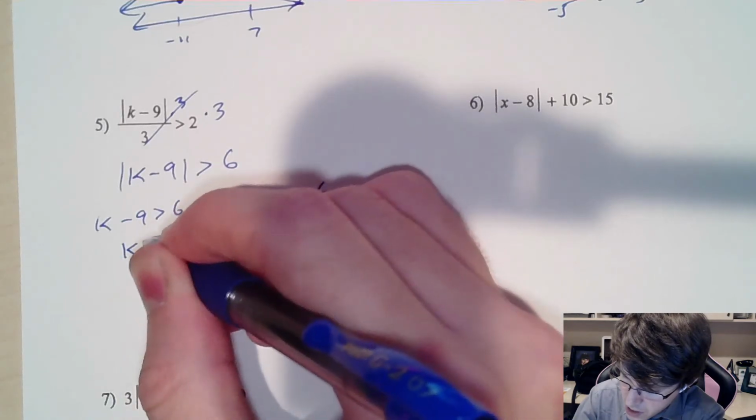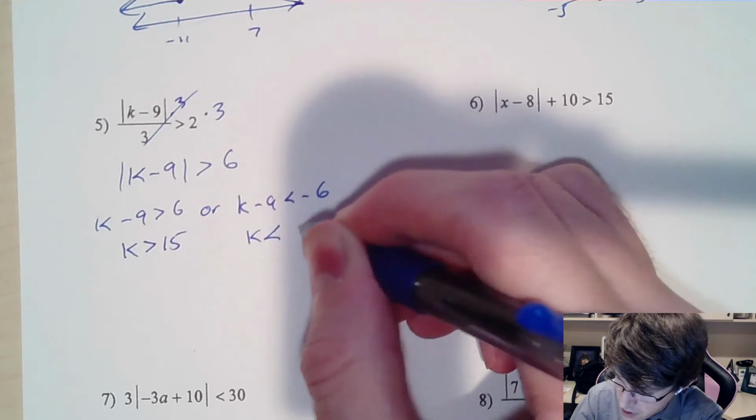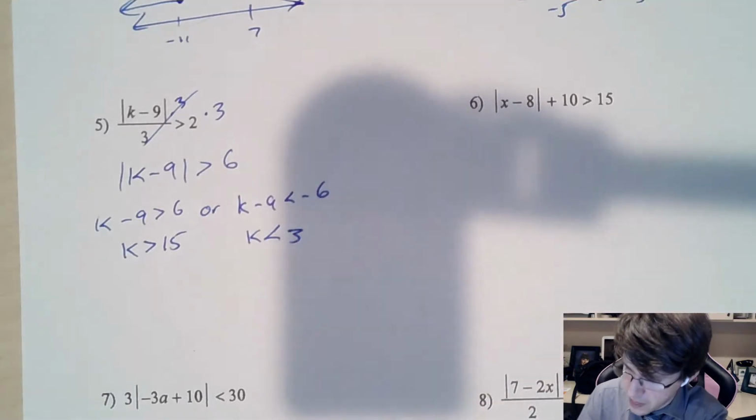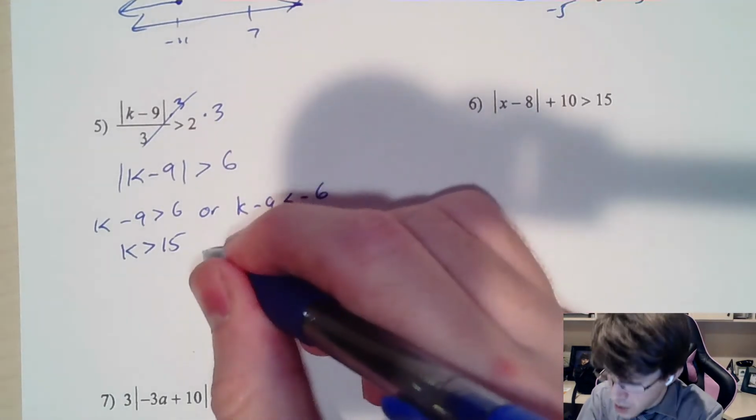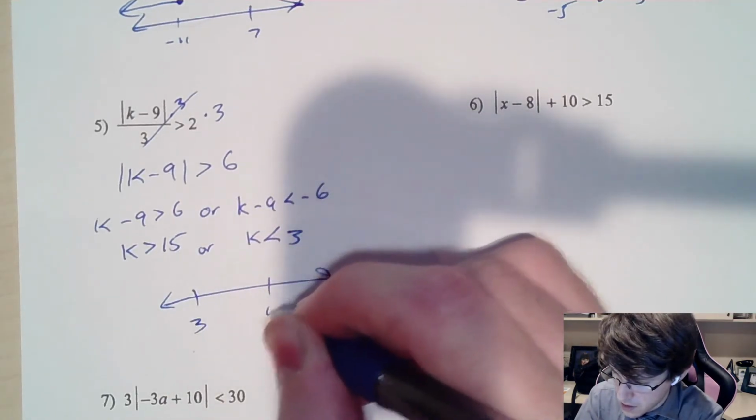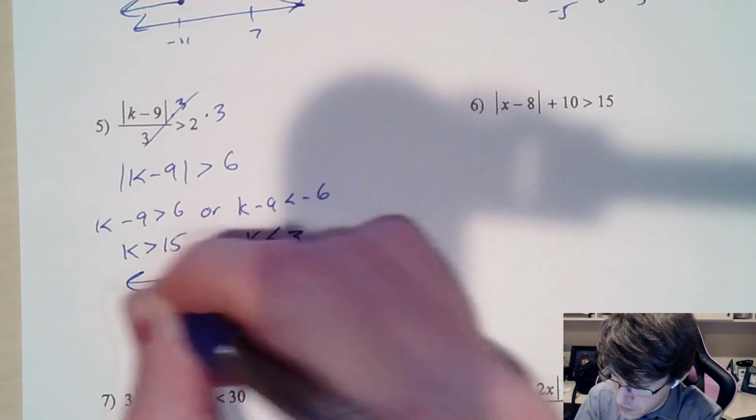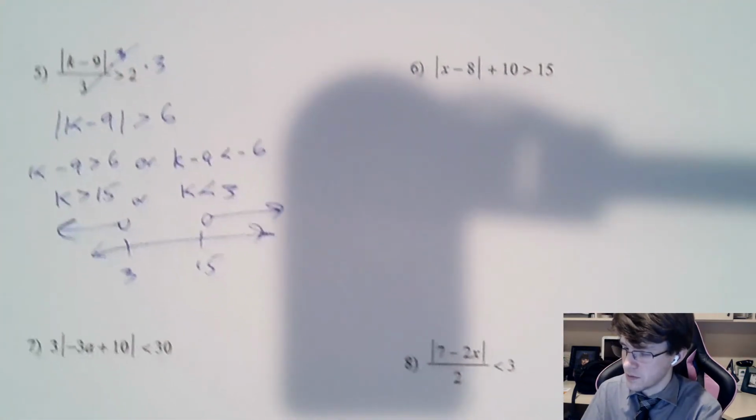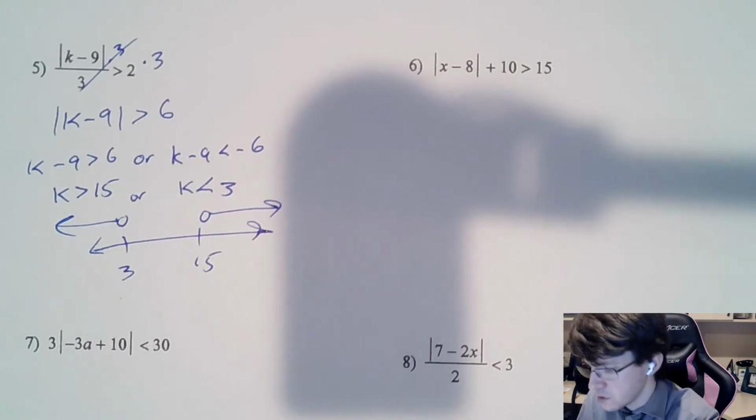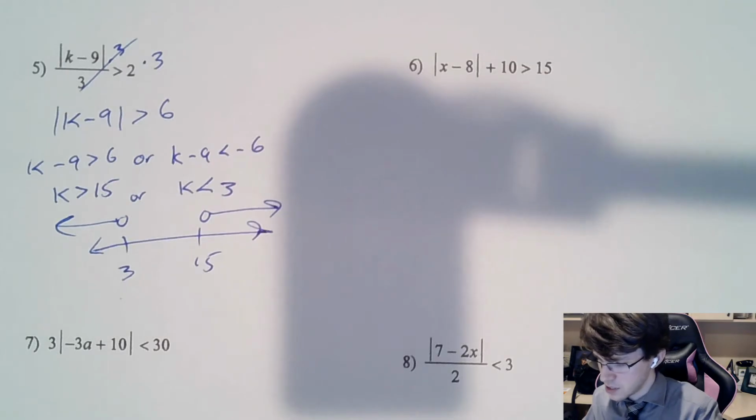Let's not show the work. Adding 9 gives you 15. Adding 9 here gets you +3. So k is greater than 15, or it is less than 3. So we got a 3 here, a 15 there. Open circles. The or goes apart. Bigger than 15, less than 3. There we go. Number 6, it could be appropriate to use the u on this one. I'm going to choose not to use the u here.